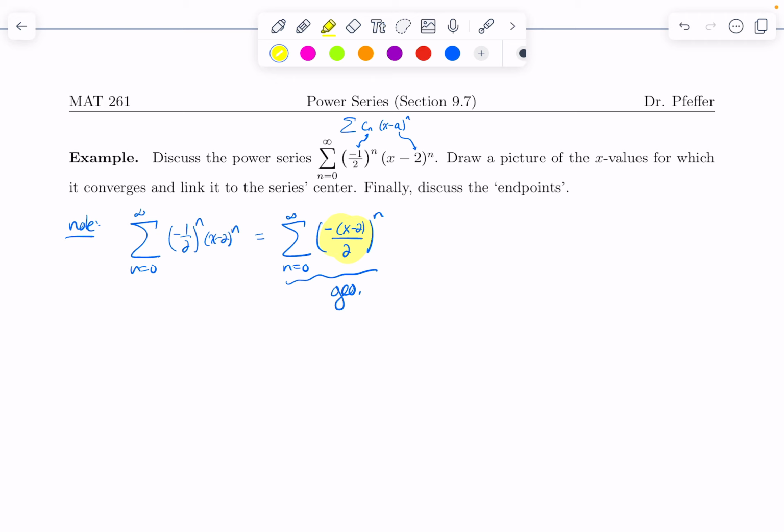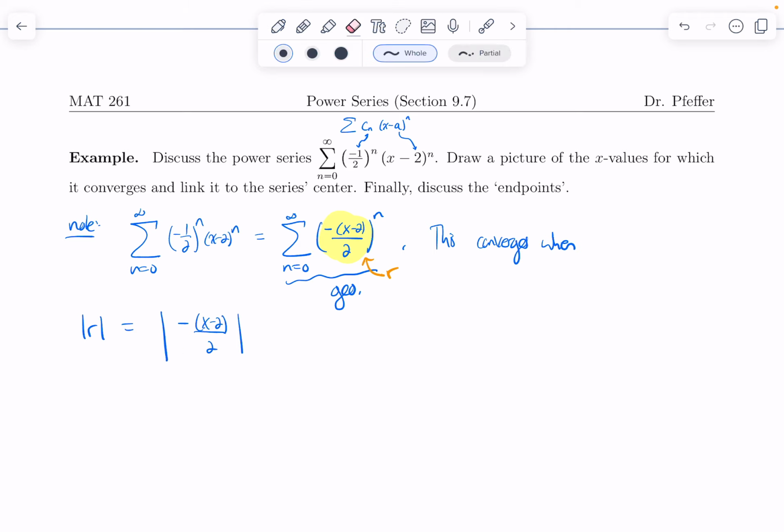That entire thing on the inside, that is its r value. That's the common ratio. So this converges when, of course, the absolute value of r, so in this case, the absolute value of negative (x minus 2) over 2 is taken to be less than 1, which of course kills the negative. I get absolute value of (x minus 2) all over 2 is less than 1, and therefore I get absolute value of x minus 2 is less than 2.